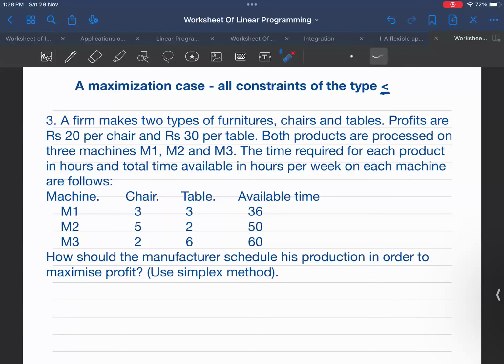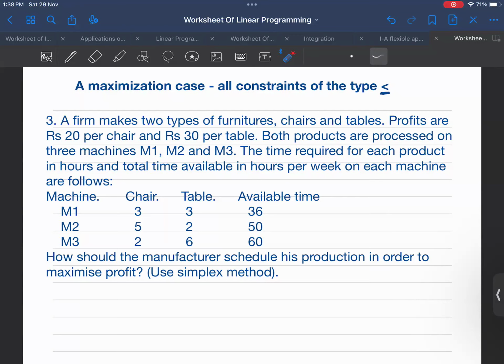Okay, now let's start our maximization case. All constraints of the type less than or equal to. And then we will talk about the case where there are mixed constraints, maybe less than or equal to. And then the third type, we will talk about the minimization case, right?